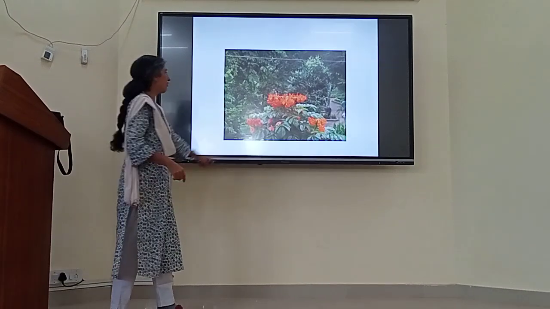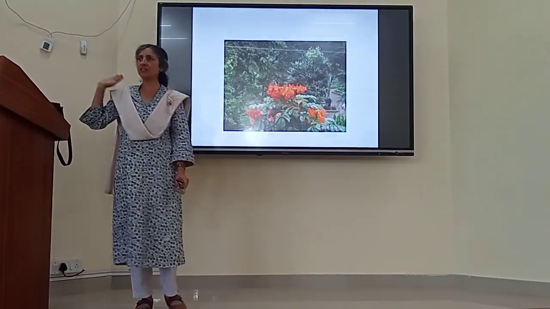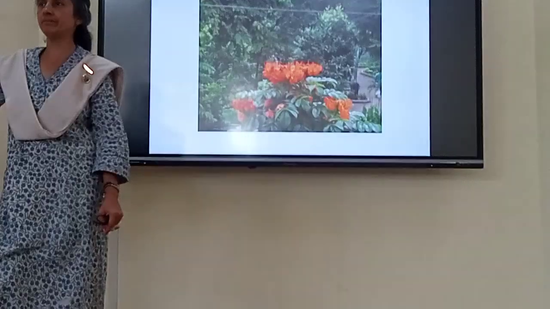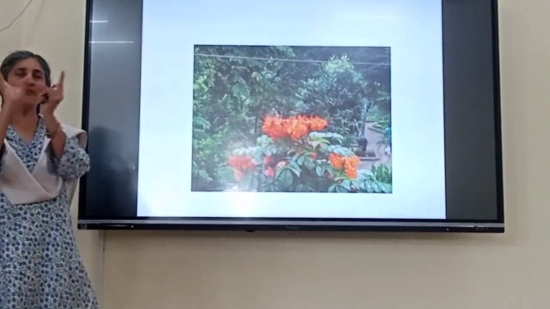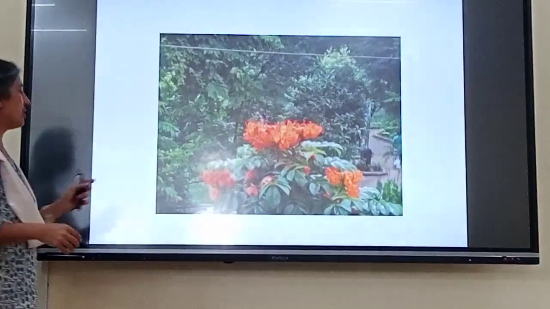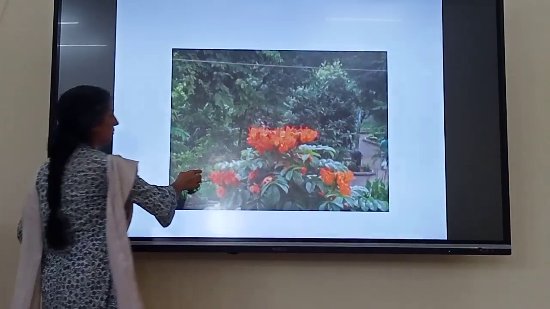Okay, this is the flower which I didn't show you here. It was not there in my botanical garden. It is called the African tulip tree. African tulip tree, very tall with nice orange yellow flowers.